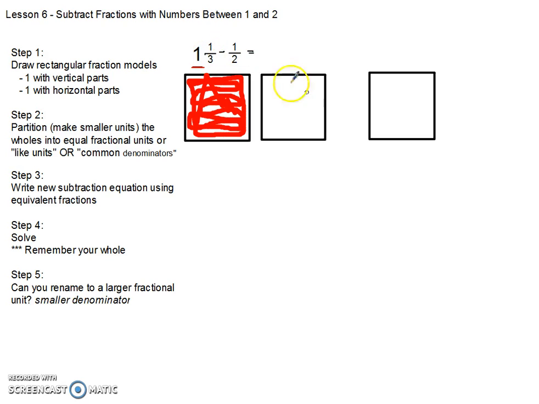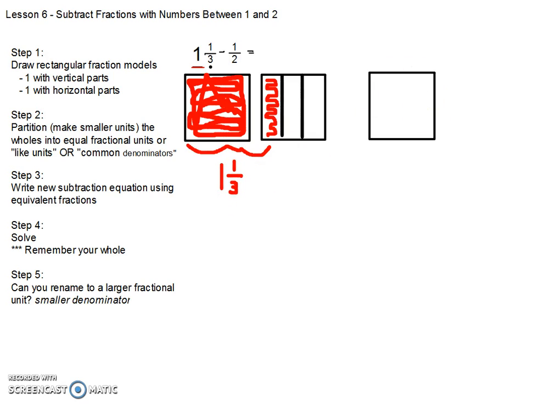And remember, we're going to do vertical and horizontal parts, so we'll do our vertical parts for this one. My denominator is 3, so I'm going to have 3 equal sized parts in my whole. And then my numerator is 1, which means I have 1 of those 3 parts. So right here, I am showing 1 and 1/3.